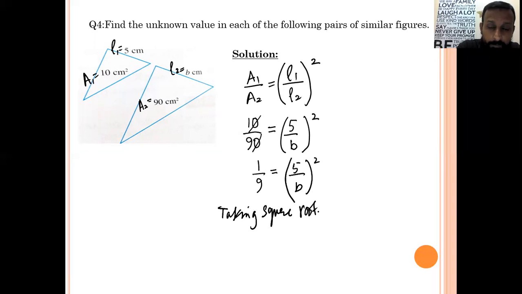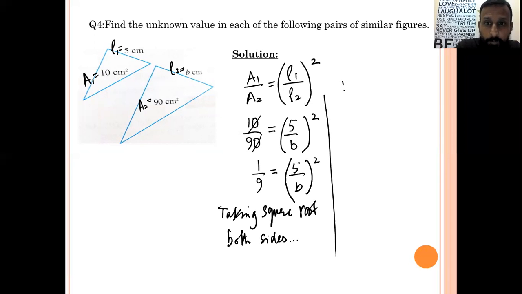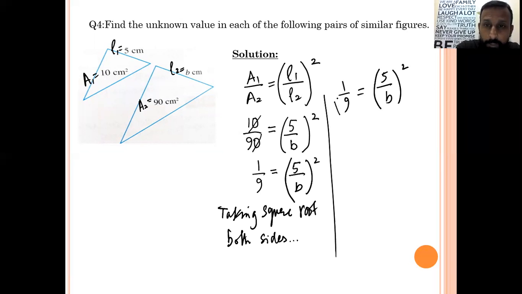Now listen to me, boys and girls. You don't need to write these statements. I'm just writing this to make you understand. Okay, what am I doing? So 1 over 9 equals 5 over b whole square. Let's take square root on these two sides. So I have square cancel, square cancel. The square root of 1 is 1. The square root of 9 is 3. So I'm left with 5 over b.